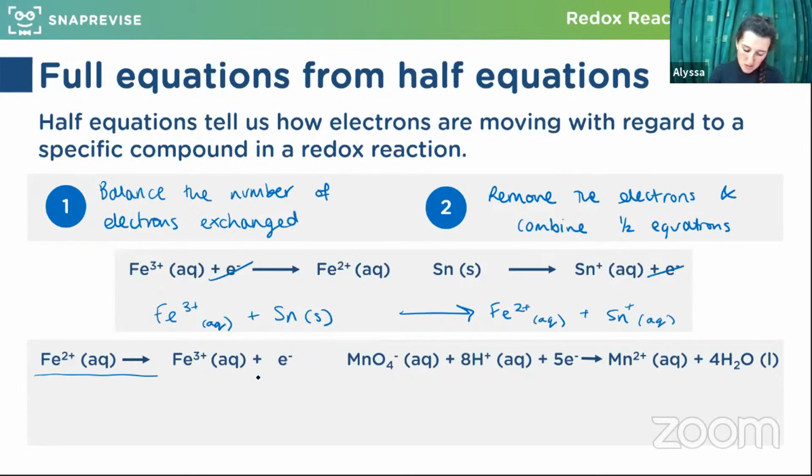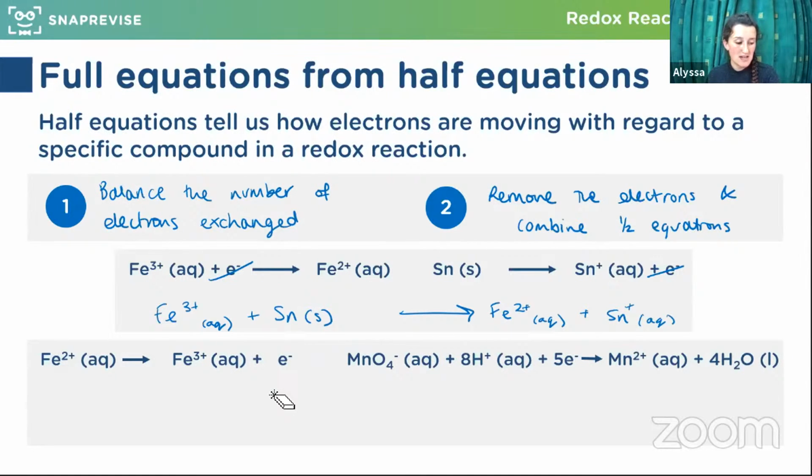Here I've got Fe2+ goes to make Fe3+ and 1 electron, and MnO4- plus 8 H+ plus 5 electrons makes Mn2+ and 4 waters. So what do I need to do in order to make sure that I've balanced the number of electrons that have been exchanged? What do I need to do here? How can I make these two equations balanced?